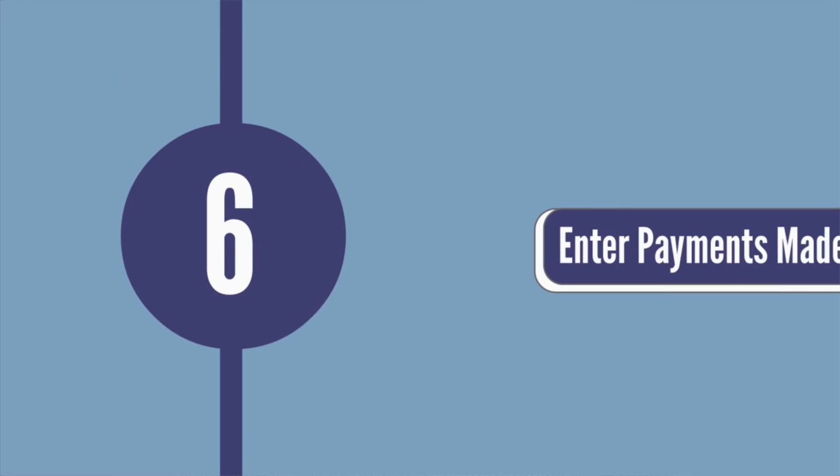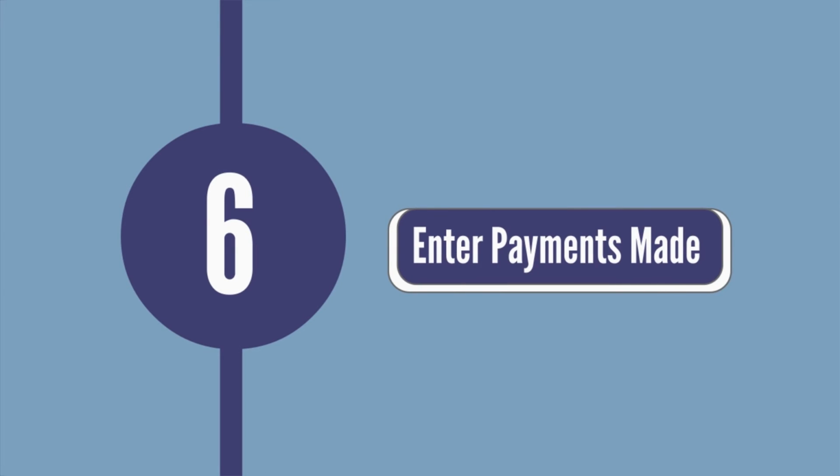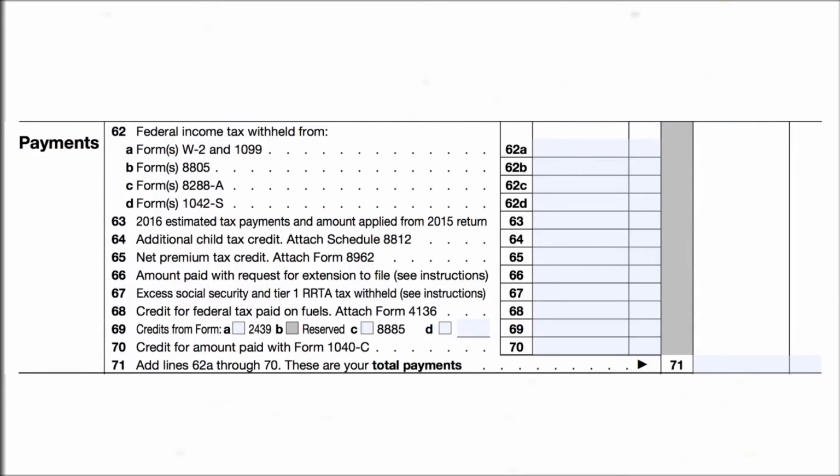Step 6. Enter payments made. If you made tax installment payments to the IRS during the year, enter the amount paid on line 63. Let's assume Justin paid $1,000.